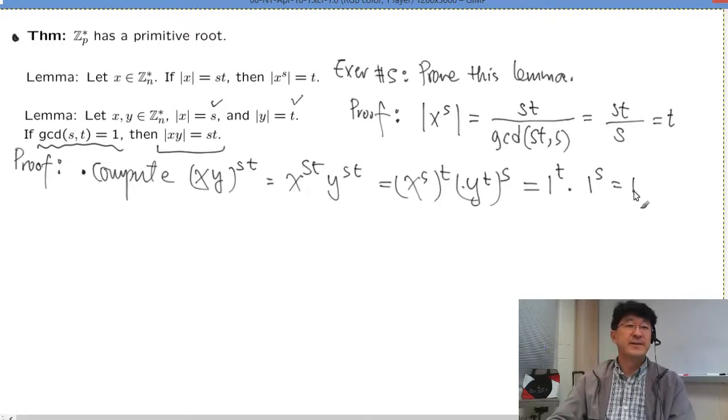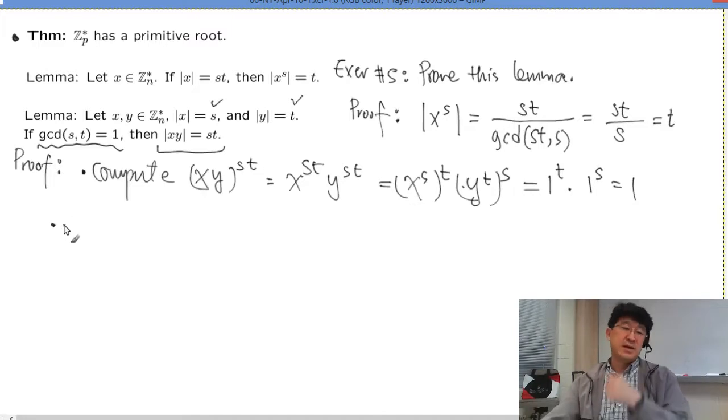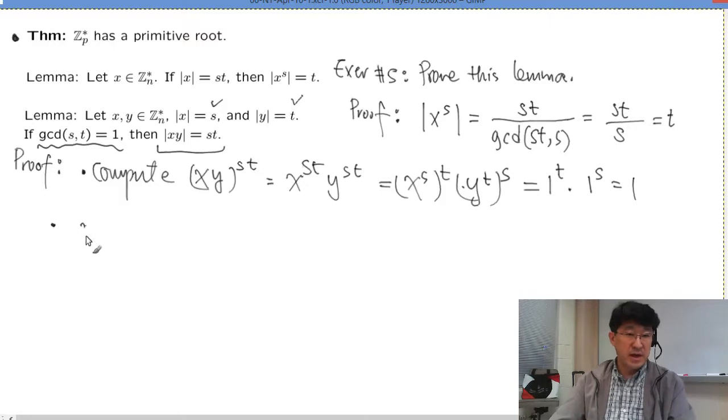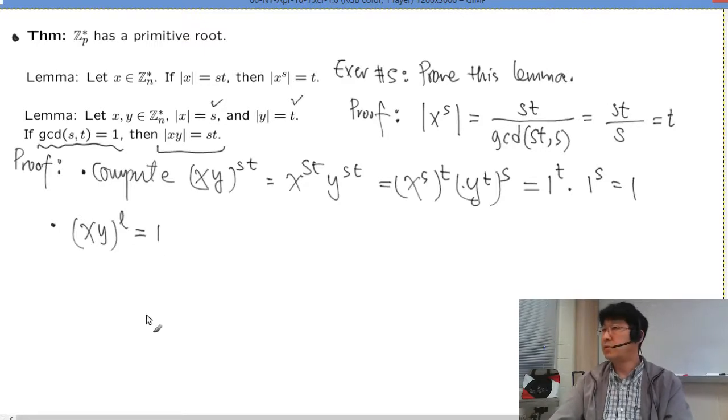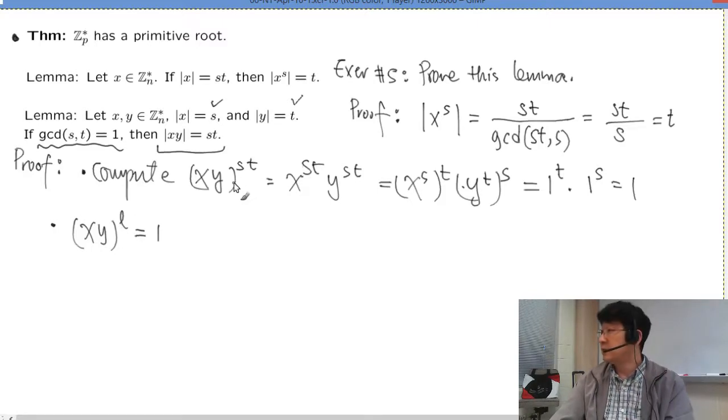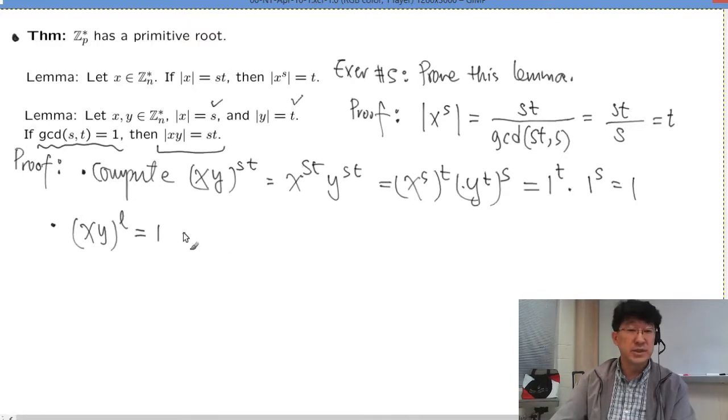Okay, thank you. What is the next thing we should do is that this is really the order, right? The order is not something divided. I think I approach it like this. Suppose xy raised to the L power is 1, right? And we have to show that this L is greater than or equal to st, or divisible by st, something like that. Then it's truly the order. Okay? This is the smallest. That's what we have to show. Isn't that right? Okay. Let's proceed.